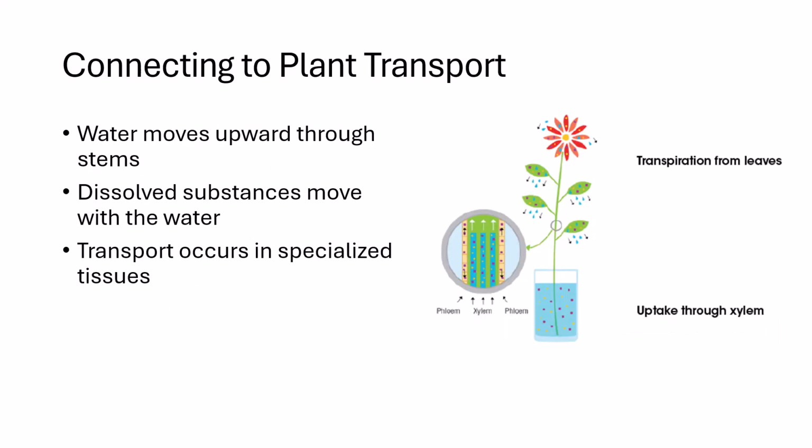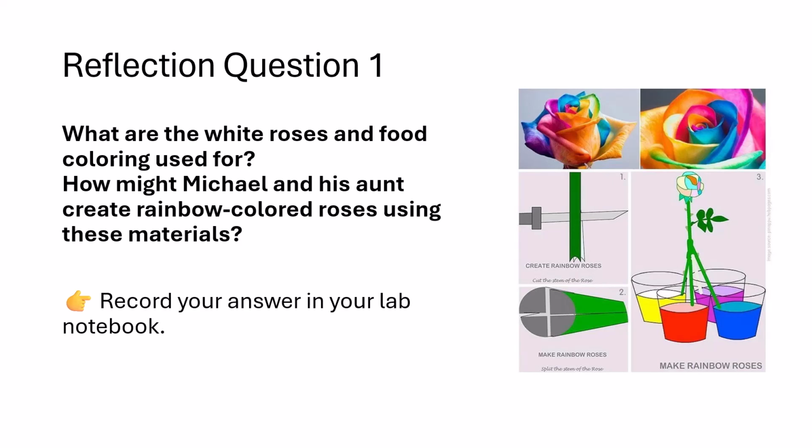Plants constantly move water from their roots to their stems, leaves, and flowers. Any substance dissolved in that water can potentially move along with it. In your lab, you identified the tissue responsible for this upward movement. Keep that tissue in mind as you think through this case. Pause the video and write your response to reflection question 1 in your lab notebook.